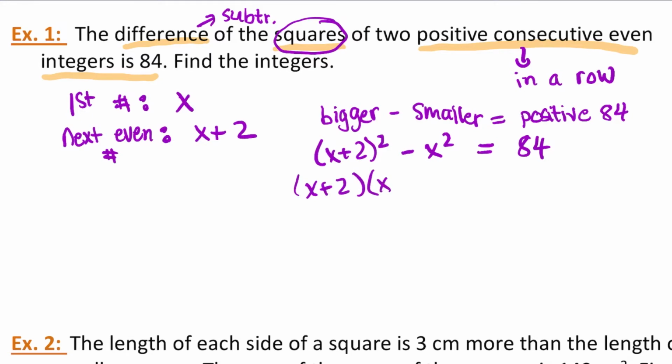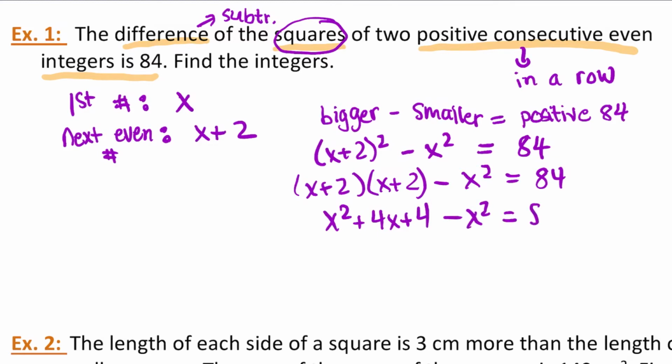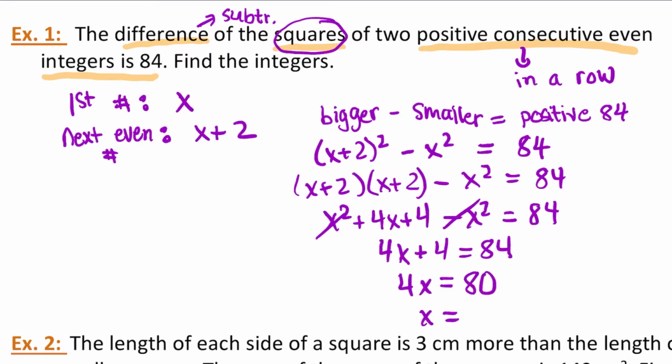My equation, if I set it up and multiply x plus 2 times itself, and then do a little bit of solving, I'm going to have x squared plus 2x plus 2x give me 4x in the middle, plus 4, minus x squared equals 84. The x squareds are going to subtract off to 0, so then it just turns out to be a linear equation. 4x plus 4 equals 84. Subtract 4 from both sides, and then divide by 4. You're going to end up with x equals 20.